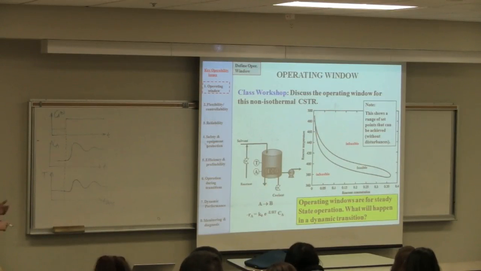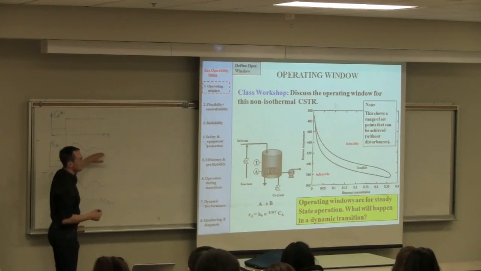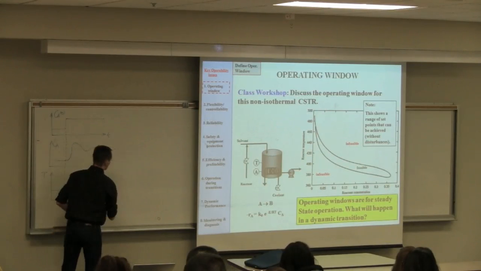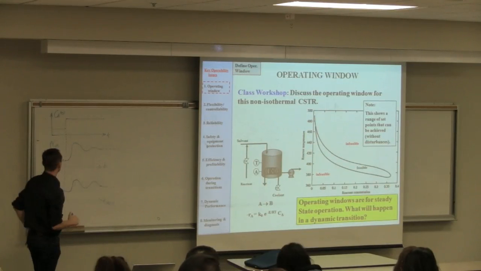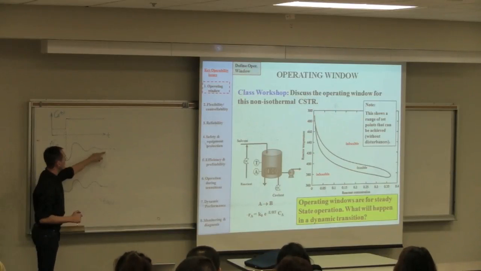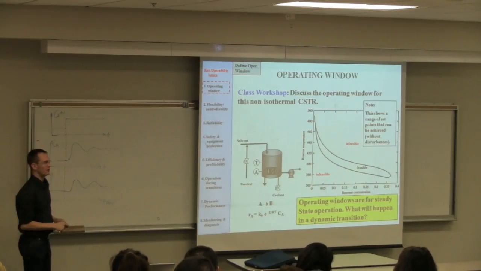So we'll see this oscillation then in Ca, and it will steady out at some new steady state value for Ca, and some new temperature T will steady out. So we started at some condition for Ca and T, and we'll end up at a new steady state for both those variables.